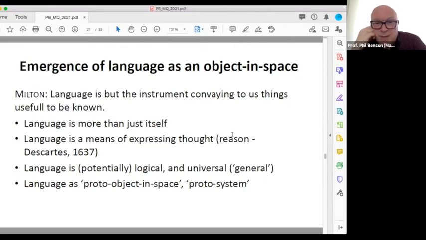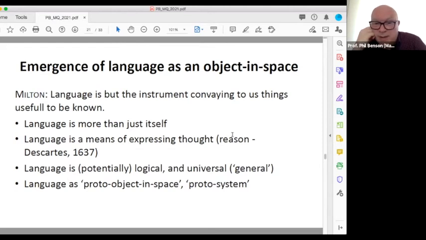The idea that language is a means of expressing thought or reason goes back philosophically to an idea that was put forward by Descartes in 1637, about the same time. There's also the idea that language is at least potentially logical, that there's a logic behind it, and the logic is the logic of thought.